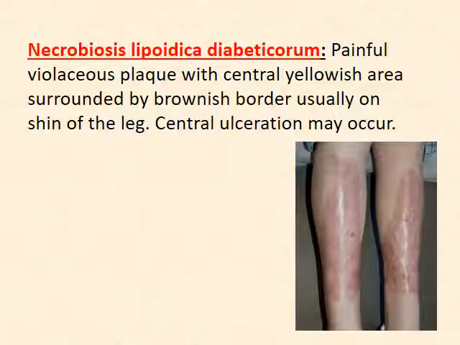Necrobiosis lipoidica diabeticorum. It's a painful violet plaque with a central yellowish area surrounded by a brownish border. It usually occurs over the shin. Usually there are central ulcerations. It is resistant to treatment. It can be treated by controlling blood sugar and local steroids. Dermatological consultation is a must. Even skin grafting may be required.